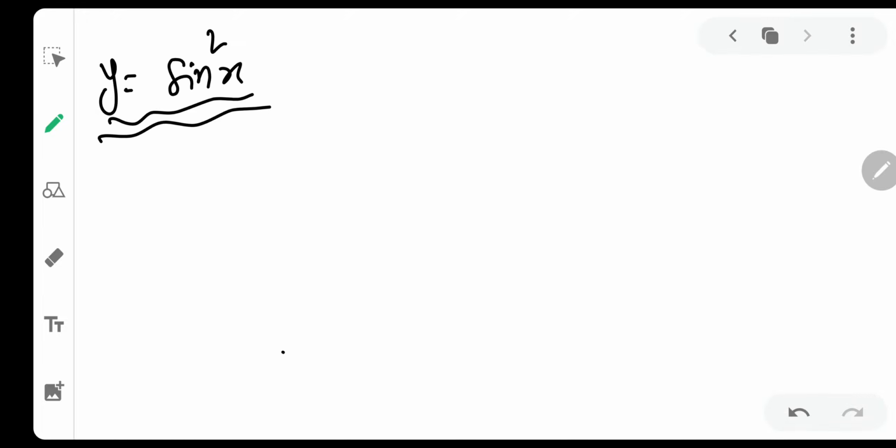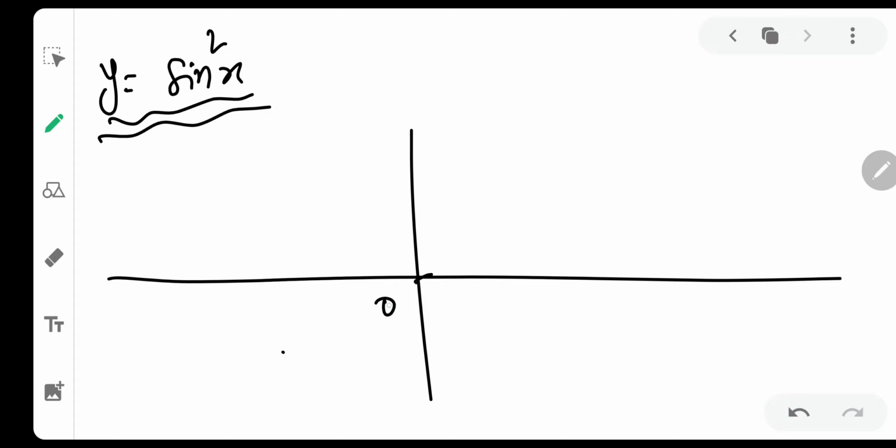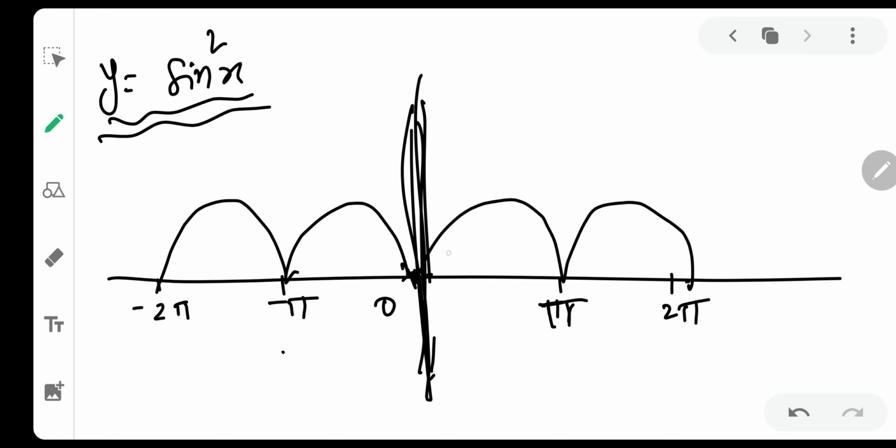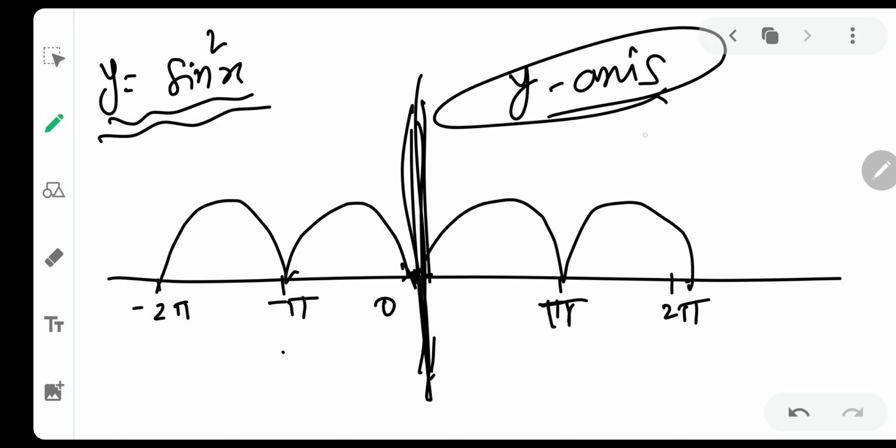Y is equal to sine square x. Let me draw the graph of y is equal to sine square x. Full graph I will draw. I am taking down the important points. So this is basically the idea of sine square x graph. Now, is it symmetrical about origin? Definitely not. Is it symmetrical about y-axis? Yes, totally right. See, to the right of y-axis, whatever is the graph, is the same graph to the left of y-axis. So sine square is symmetrical about y-axis, hence it is an even function.